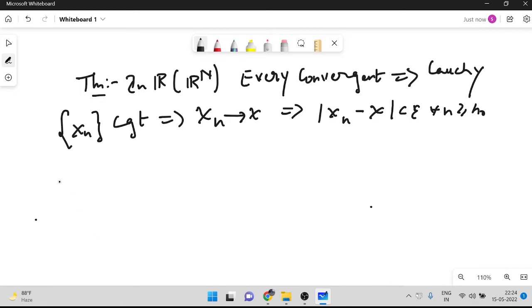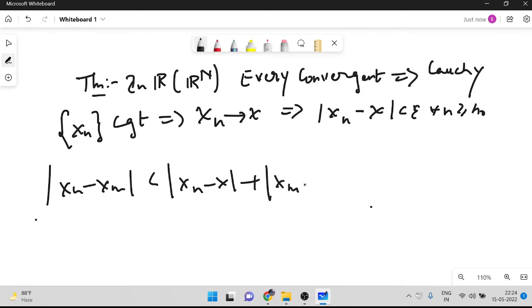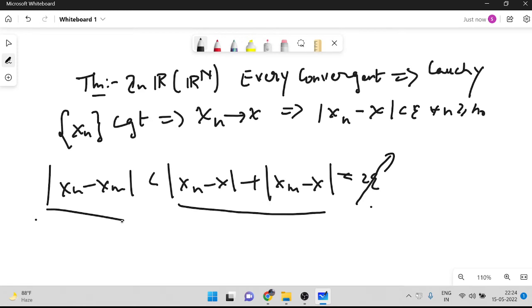Now just take mod of Xn minus Xm. This is less than or equal to mod of Xn minus X plus mod of Xm minus X. So basically adding and subtracting X and using the triangle inequality, this is less than 2 epsilon. So you can choose epsilon as small as possible. This holds for all n, m greater than or equal to n0. So every convergent sequence is Cauchy in the reals.